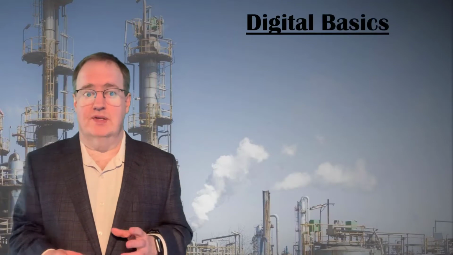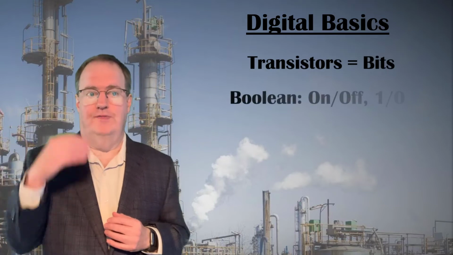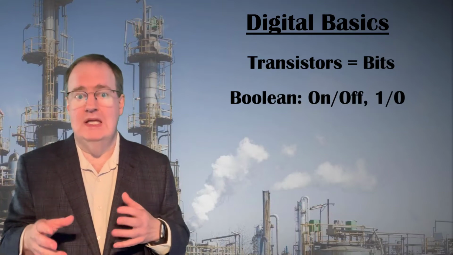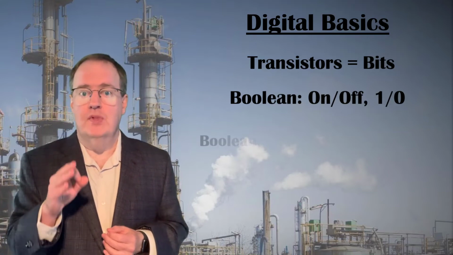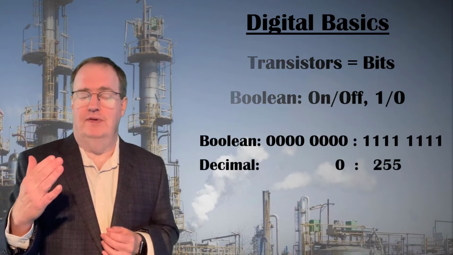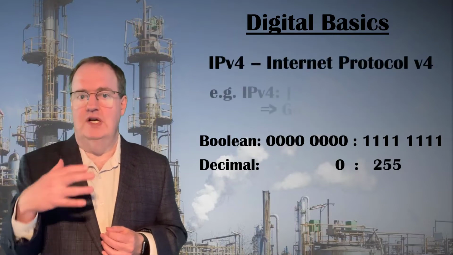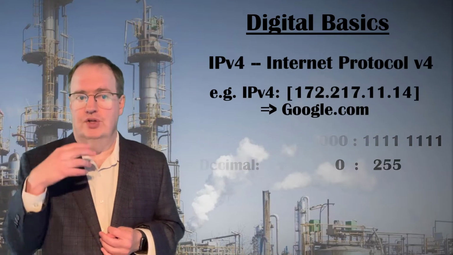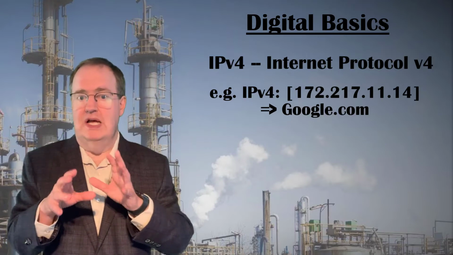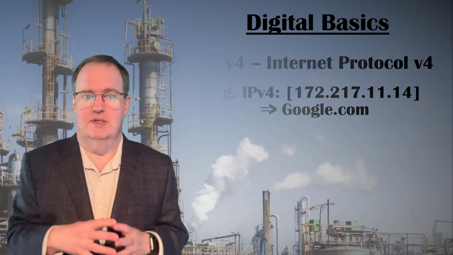So let's cover some basics. Computers store data in transistors or bits that are on or off, true or false, 1 or 0, which is Boolean or base 2. 8 of these bits make a byte, which can range in decimal or base 10 from 0 to 255. The Internet Protocol IPv4 gives every device a 4-byte address. Although the Internet has moved to 6-byte addresses for more capacity, the little internet, which is your plant's control system, will do just fine with IPv4 addresses.